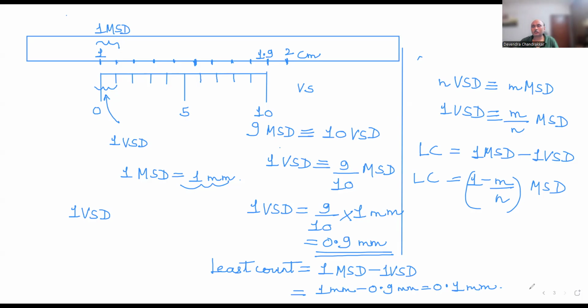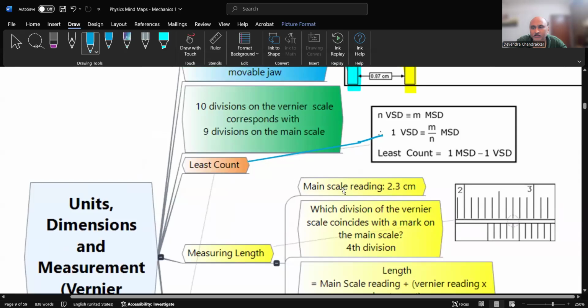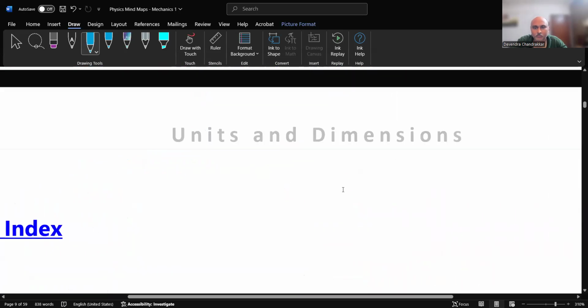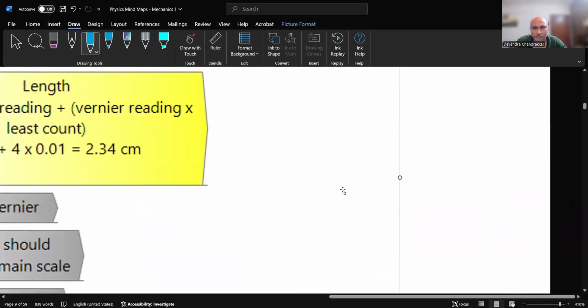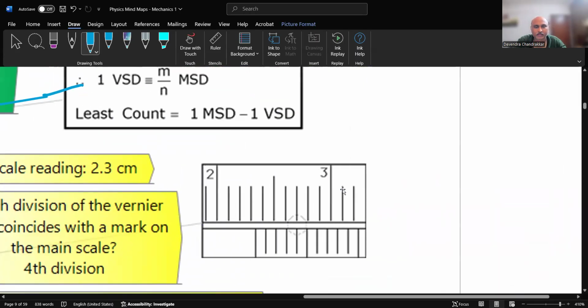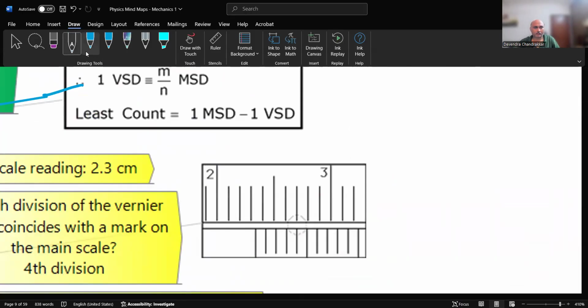Now let's learn how to read the reading. How can we read it? Suppose I take you back to the main slide. This one was there. Suppose I want to measure it now. Please focus on this diagram. Can you guys see this? Yes, sir.